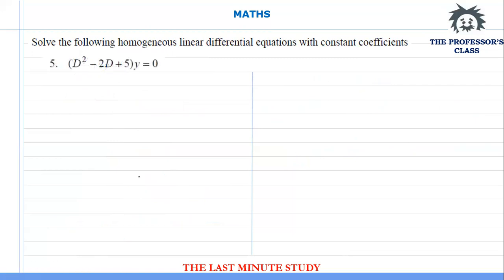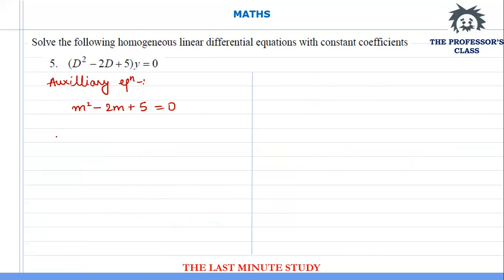Let's solve the next question. Now over here, the auxiliary equation will be given as m square minus 2m plus 5 is equal to 0. Now, as you can see, it is too difficult to split the middle term over here, since I'll get 5 only, and dividing the 5 to get 2 is not possible.